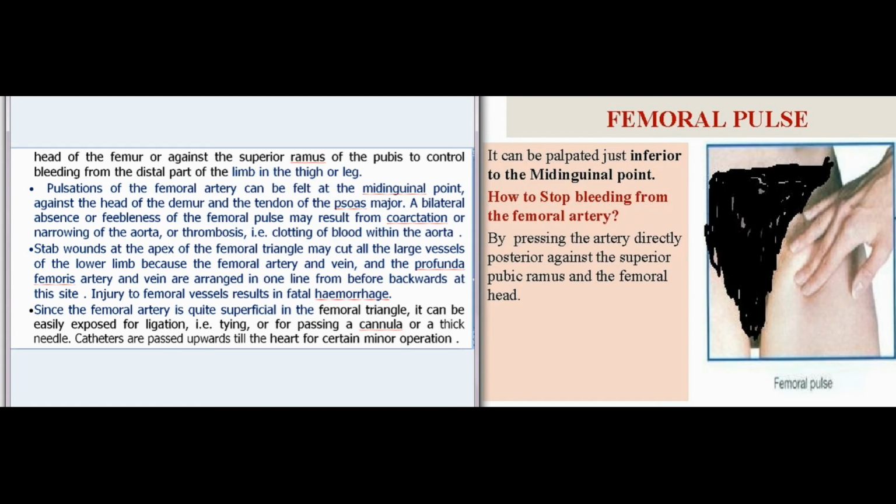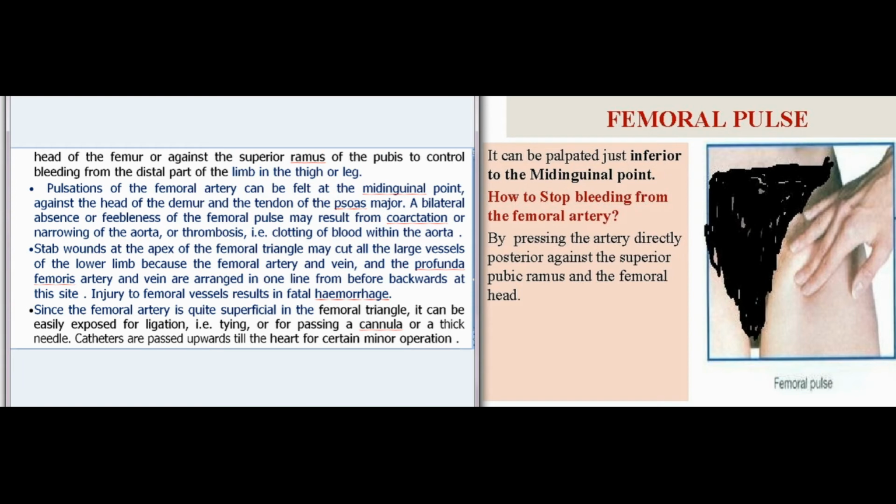Stab wounds at the apex of the femoral triangle may cut all the large vessels of the lower limb because the femoral artery and vein, and the profunda femoris artery and vein are arranged in one line from before backwards at this site. Injury to femoral vessels results in fatal hemorrhage.